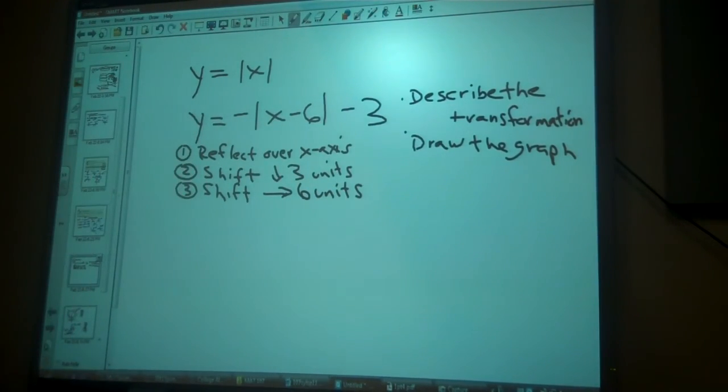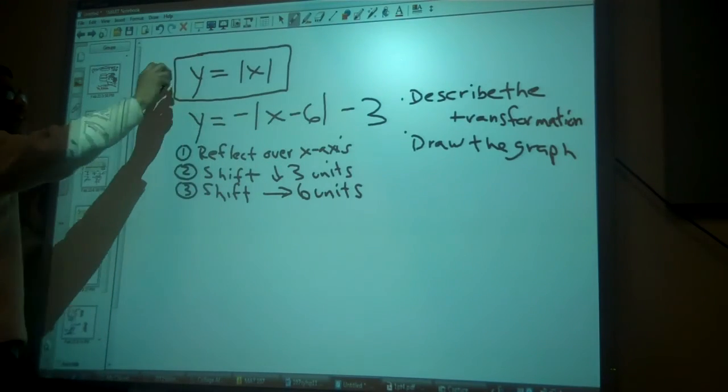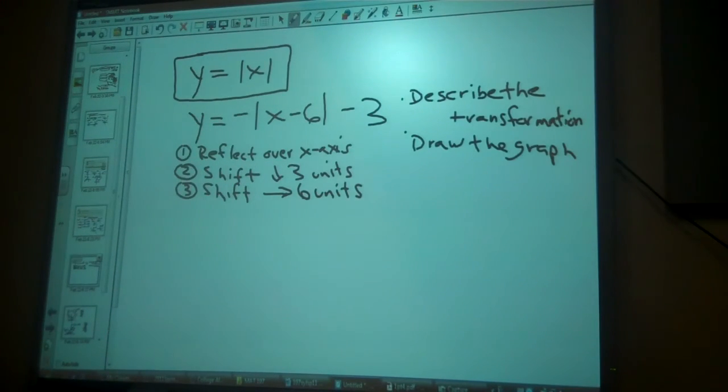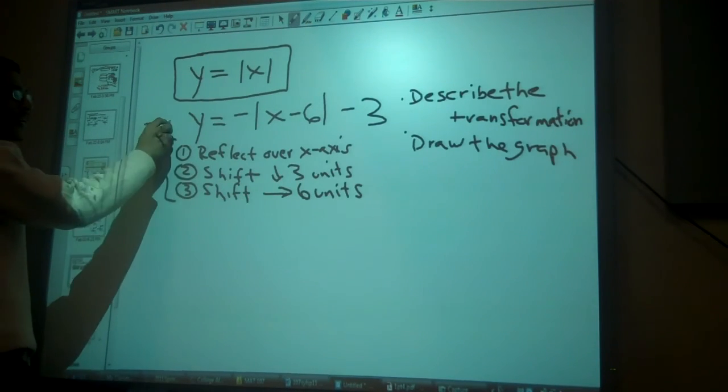All 3 of these things are done to this, I don't know if you want to call it a parent graph or whatever. We start with y equals absolute value of x. We do these 3 transformations to it, and this is what we end up with.